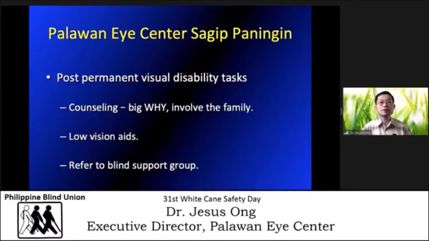Now with post-permanent disability tasks, pagka halimbawa nagkaroon na ng low vision yung tao or kaya naman nabulag na, we will do counseling first. Importante kasi maintindihan ng tao, ng pasyente, no? Bakit kailangan na ma-train? At importante na ma-involve yung family.